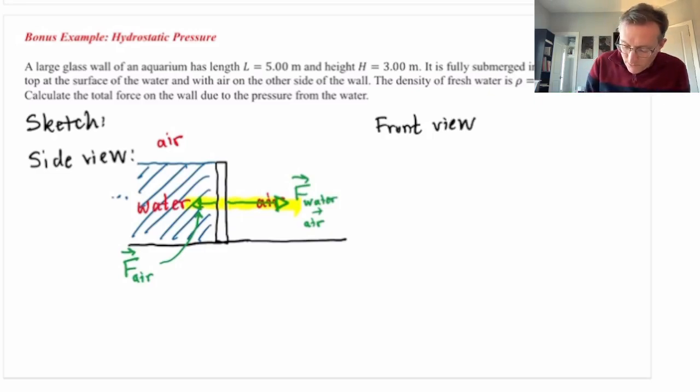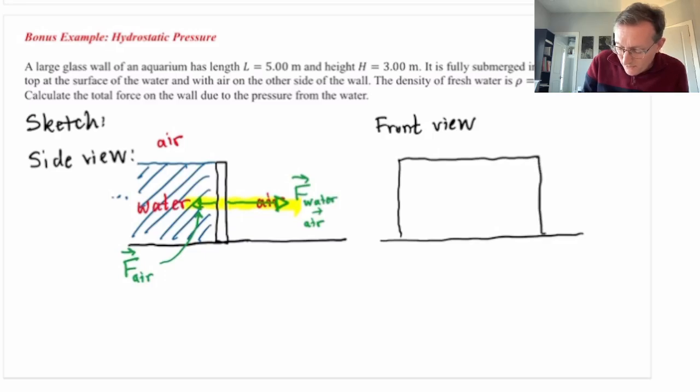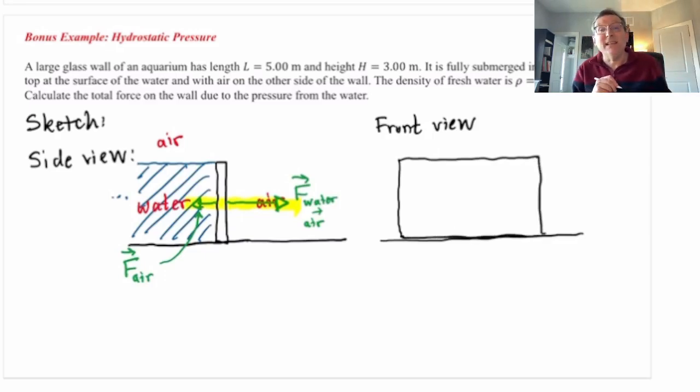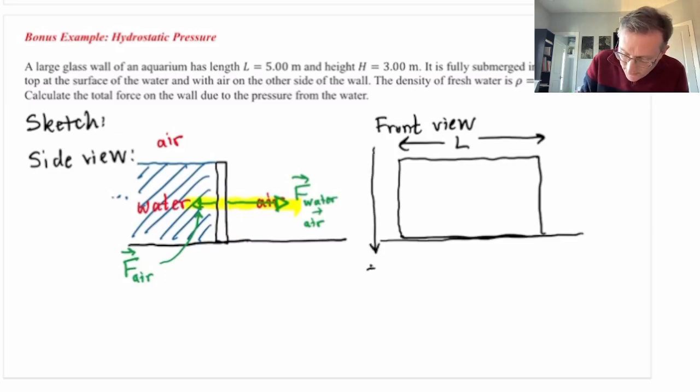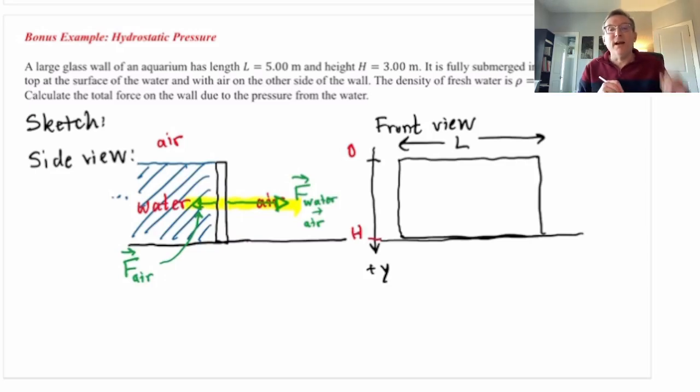Okay, so there again is the floor. And now, when I look at it from the front, this aquarium wall, like so, has all the water behind it as we look at it from the front. It's got a total length L, and it's got a total height H. And I'm going to draw a y-axis pointing down, let's say plus y is downward, with y equals 0 at the top, and y equals h at the bottom.